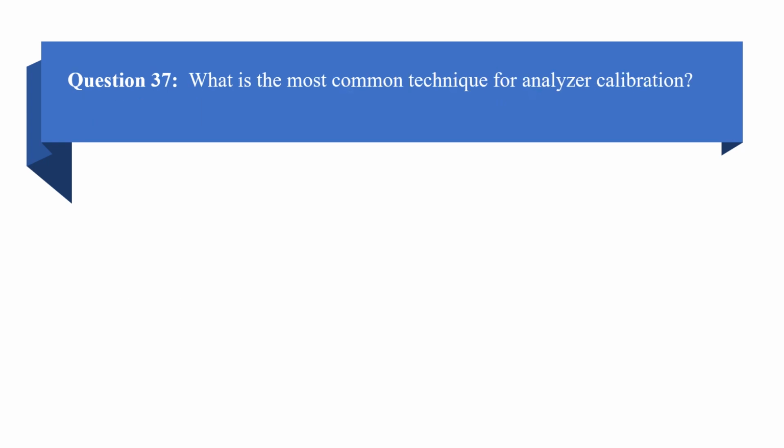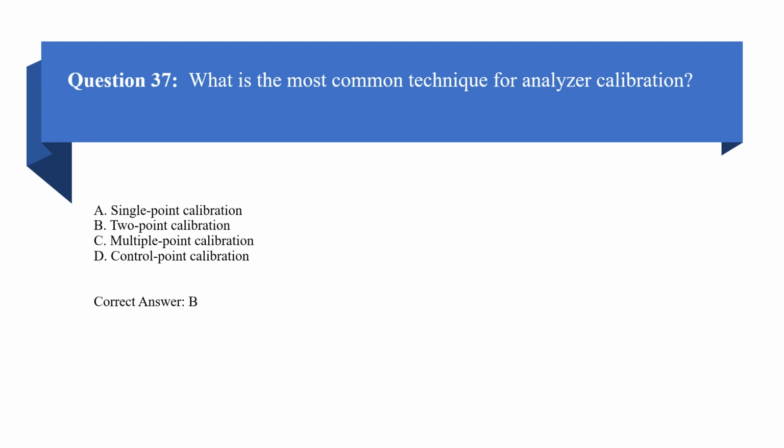Here again, this question relates to calibration, so maintaining and helping ensure the accuracy and precision of equipment. And this question is asking, what is the most common technique for analyzer calibration? A, single point calibration. B, 2-point calibration. C, multiple point calibration. And D, control point calibration. Take a moment, think this through. The correct answer is B, as in boy, 2-point calibration.